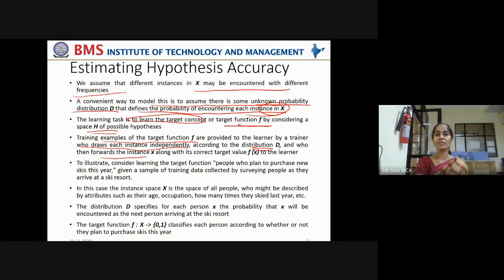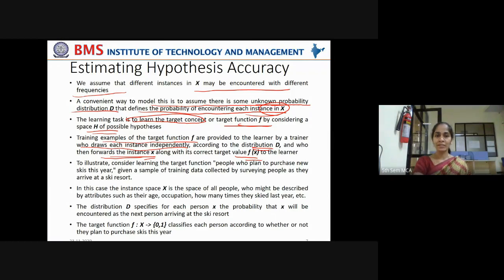And who then forwards the instance small x, that is each training example, referring to each particular training example, along with its correct target value f of x to the learner. Got it? Now we are supplying one training example and its target label to the machine learning model. And we assume that none of the training examples have dependence on the other training examples. They are all drawn independently.